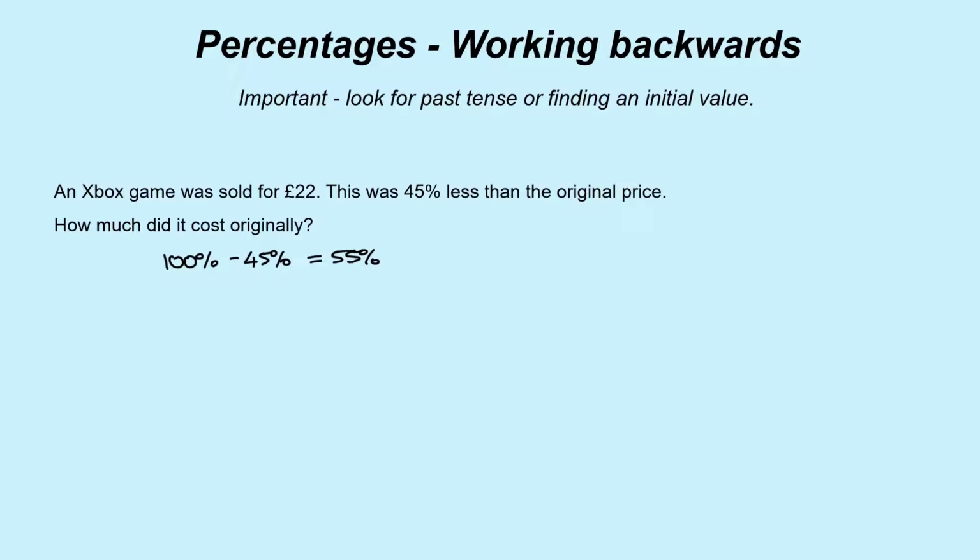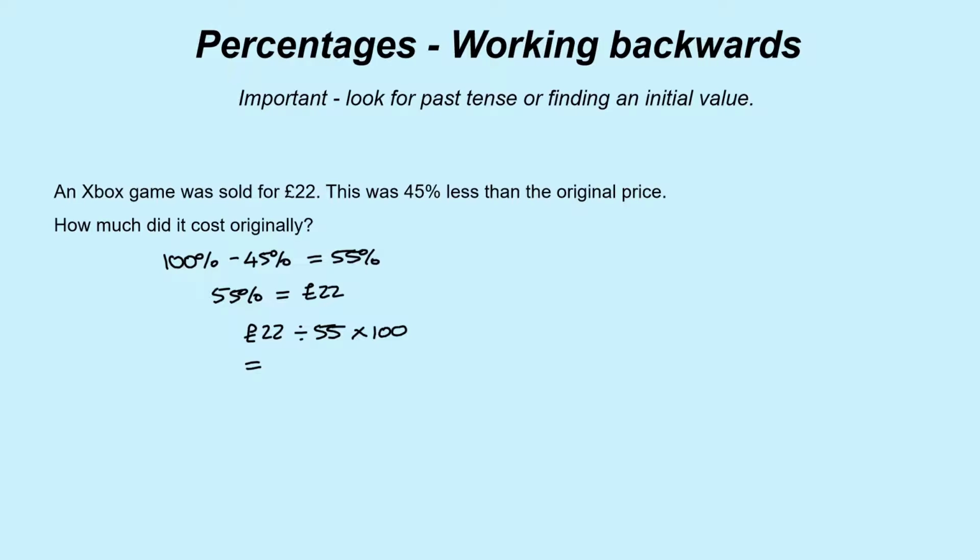Now, there's a few different methods for this next stage. I'm going to show you a method that I think works best for non-calculator and calculator type questions. What we're looking to do is work our way back to that key 100%, the original value. So 55% is equal to £22, the price the game was sold for. What we want to do is get back to 100%. So we take that £22 and divide it by 55, which gives us 1%. Then we can scale it back up by times by 100 to 100%.